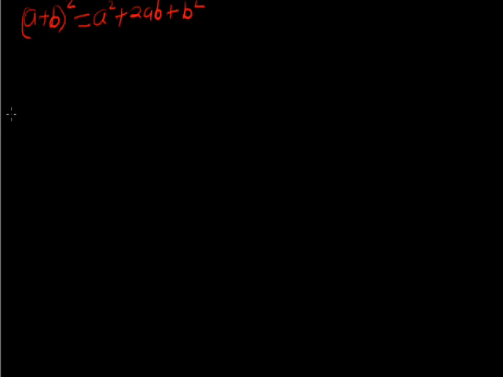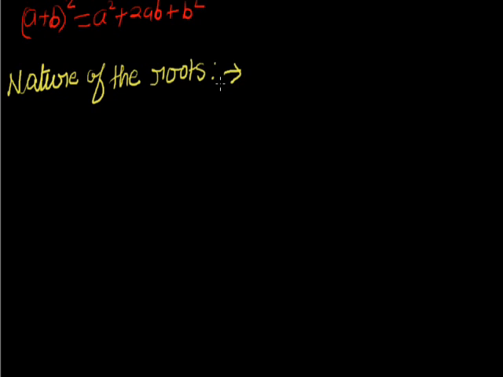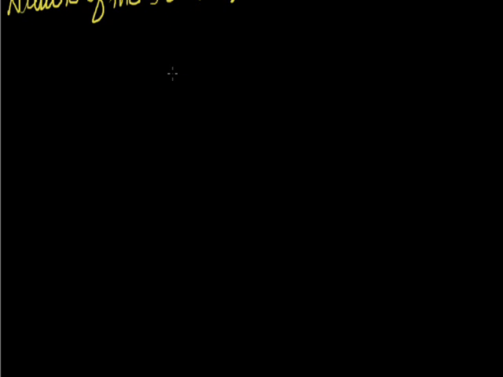Now let us come to our next topic, that is nature of the roots. Defining the nature of the roots depends on one parameter, that is the discriminant of the quadratic equation. We can write the discriminant as D equals b square minus 4ac. That is the discriminant of the quadratic equation.